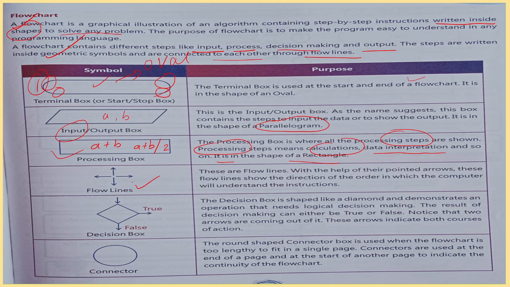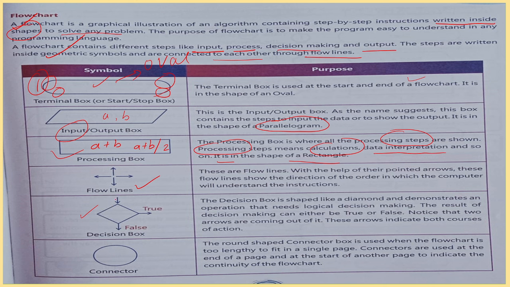Next, these are the flow lines. With the help of flow lines, we can direct the order in which the computer will understand the instructions, which instruction the computer has to execute next. By giving these flow lines, the computer will be able to understand which instruction to execute now.